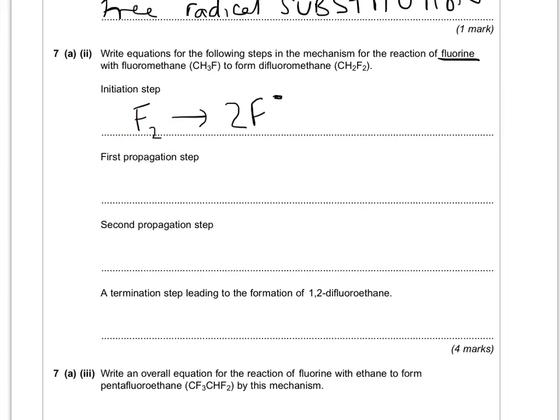First propagation step, where you got the F dot reacting with CH3F. And remember, the first thing the free radical does is it grabs an H. So you're going to make HF, and then whatever's left over, CH2F, and that's going to be a free radical. Remember, in any equation where you've got an arrow, your atoms need to balance and your charges need to balance. So you've got 1, 2 F's on this side, 1, 2 on this side, and 1, 2, 3 H's on this side, and 1, 2, 3 H's on this side. You should always have them balancing. Just because it's a free radical in there, it doesn't matter.